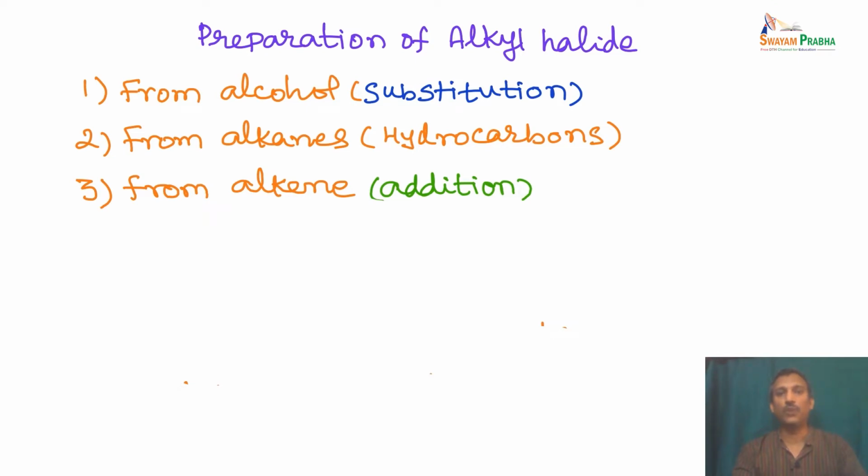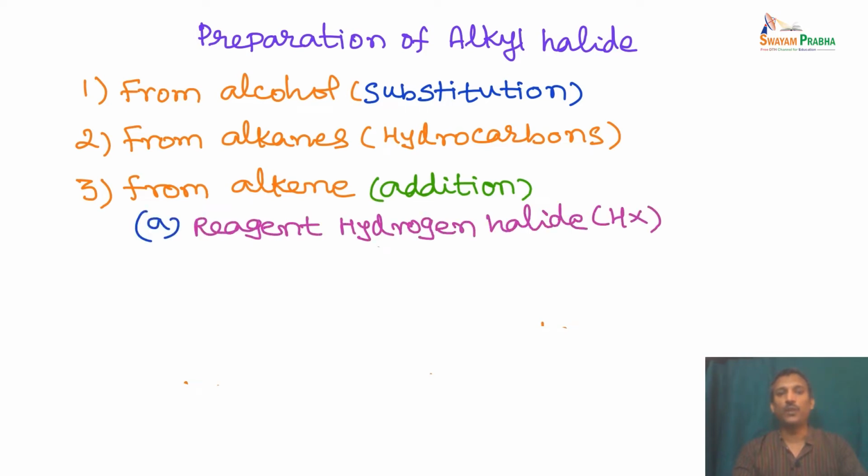We have two different types of alkyl halide preparations. The first one is from HX, that is a reagent which is used for the formation of alkyl halide, hydrogen halides. The next one is the reaction with halogens, X2.